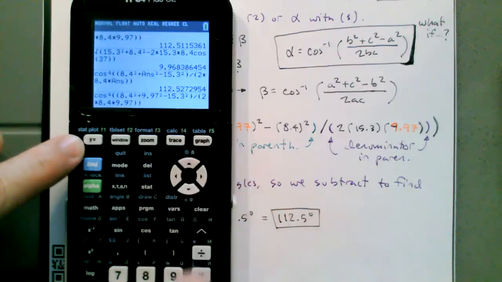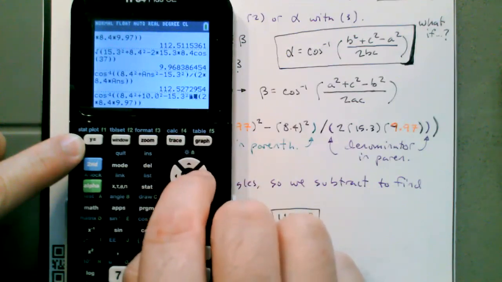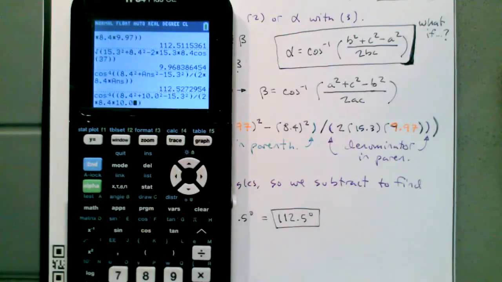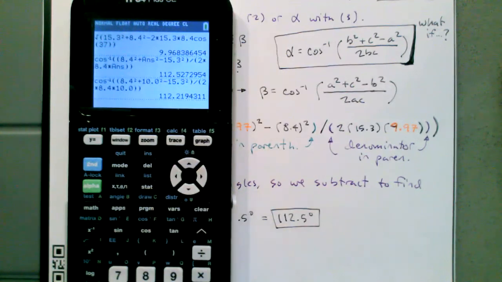So if we trade our 9.97 for 10.0, because we rounded to the nearest tenth, now we're off in the tenth spot, 112.2 rather than the 112.5.